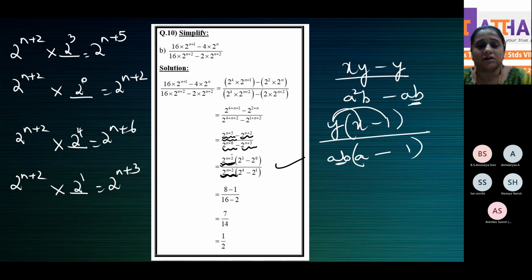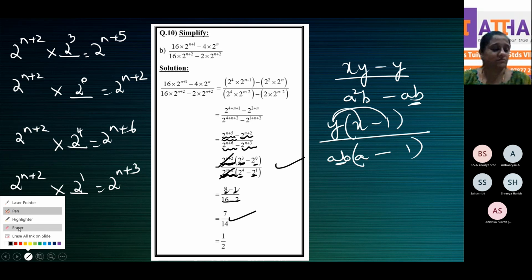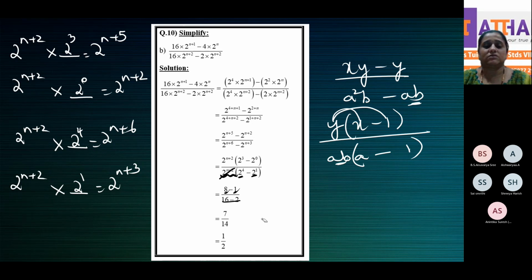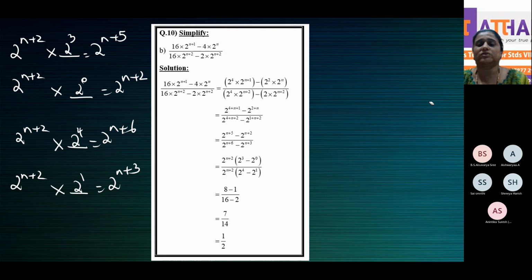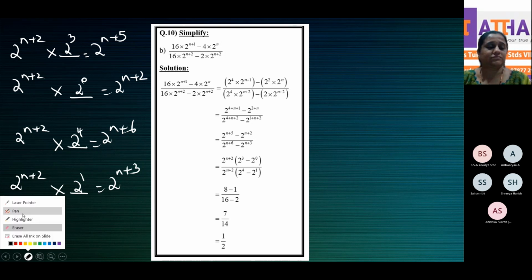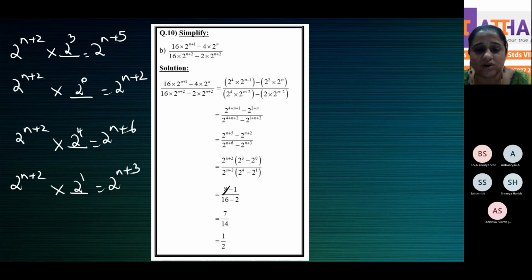And then 2 power n plus 2, 2 power n plus 2 cancels out. So 2 cubed is 8. 2 power 0 is 1. This is 16 and 2. So subtract 7 by 14, which is 1 by 2. You cannot cancel 8 and 16, children, because there's a minus sign. When there's a plus or a minus sign, you cannot cancel.